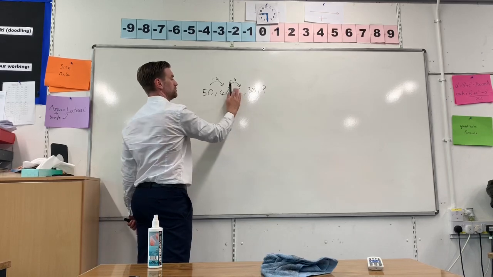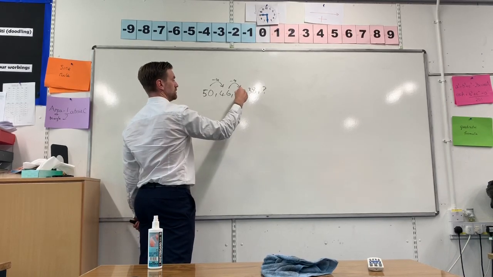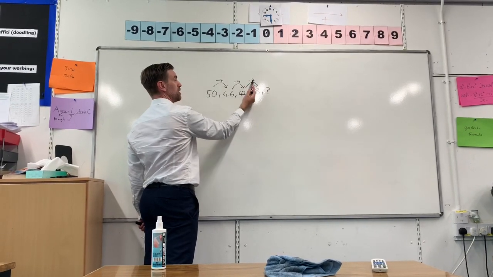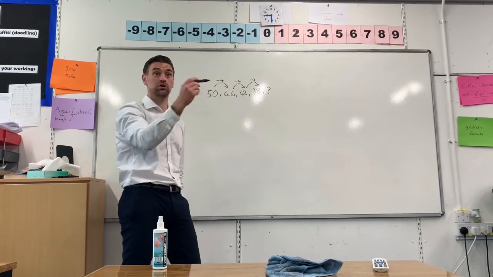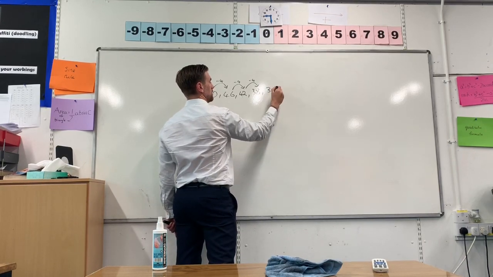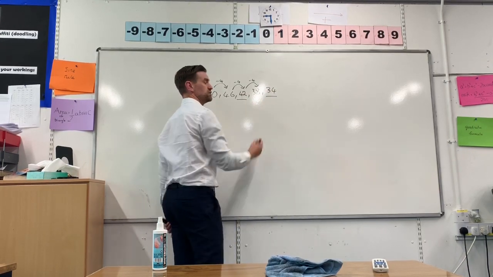42. Good man. 42. And what therefore? 42 minus 4 is 38, so I'm happy with my rule now. 38 minus another 4 is 34. We've got 42 and 34. Well done.